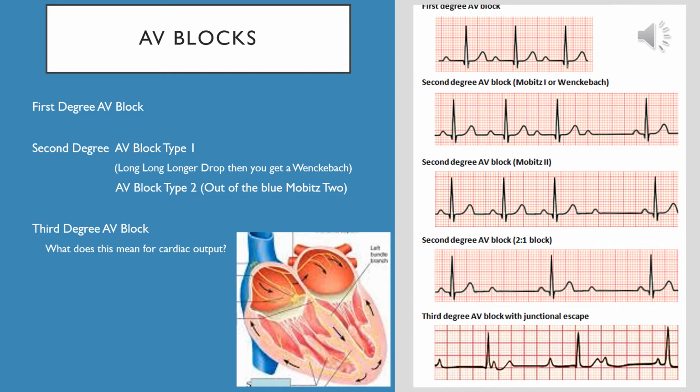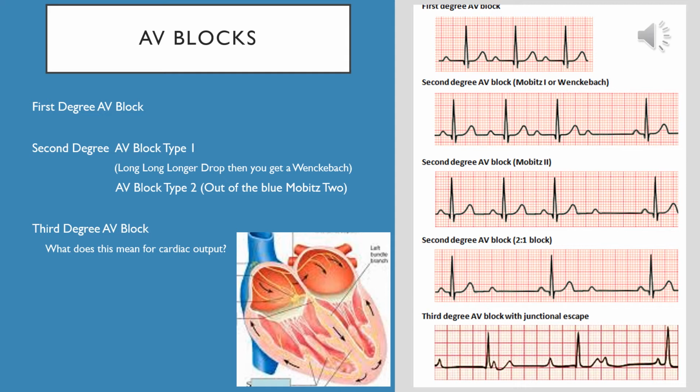With Mobitz 2, you can also have a 2-to-1 block, where the QRS ventricular depolarization is dropped at a set rate. This one on the fourth strip is a second degree block, 2-to-1. So for every 2 P waves, we get 1 QRS, which drops your heart rate in half. That can definitely affect your perfusion ability and can lead to some very serious outcomes.